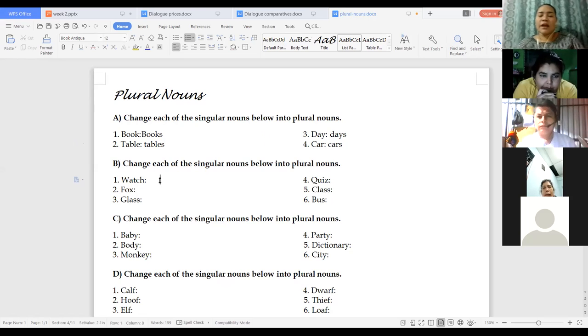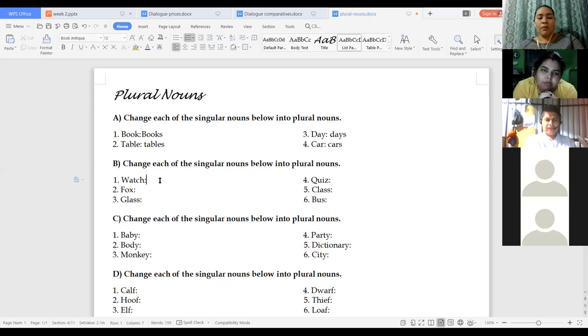Let's do letter B. What about the number one? Who can help me? ¿Quién me puede ayudar en el número uno? Watches. ¿Qué debo de agregar? Yes. What about this one? Number two. Boxes. What should I add? Yes, all right. Glass? Glasses, right? Yes, as well.